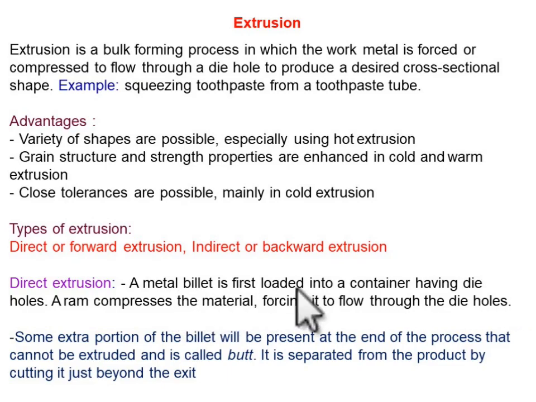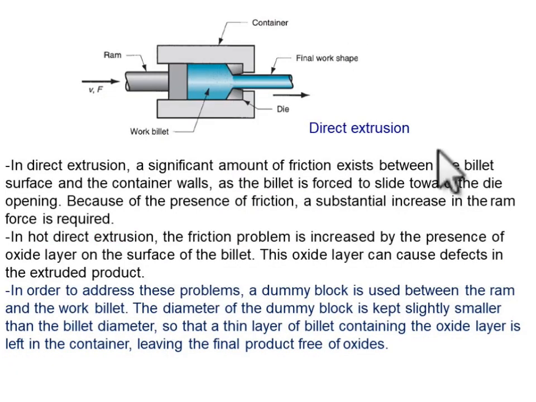The metal billet is first loaded into a container having die holes. A ram presses. The ram is the component with the help of which we apply load and compress the material, forcing it to flow through the die holes. We can see the die in this diagram. This is the die, this is the shape that we need to form from this work billet, and this is the container. This is the load, and this is the ram, and over this ram we apply load. So in direct extrusion, the direction of load and the direction of material movement are the same.